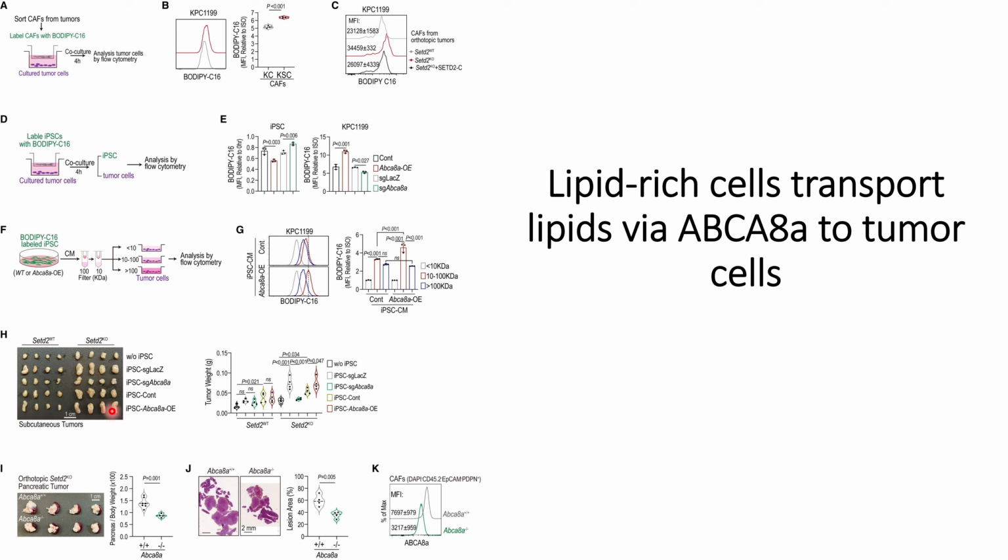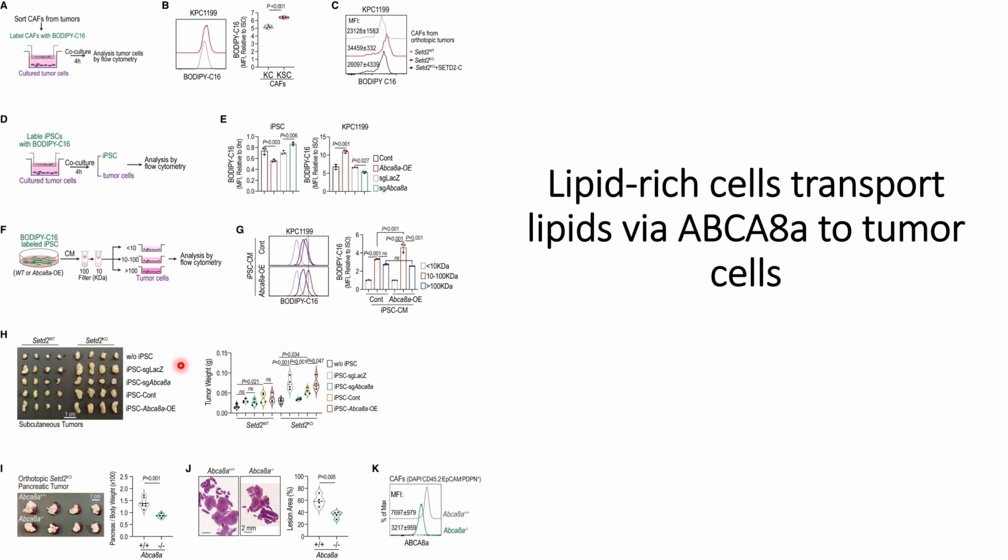What they have found out is that when ABCA8a is overexpressed in the iPSC, they see an increase in the tumor weight. But when ABCA8a is silenced, they see a decrease in the tumor weight. And this indicates that ABCA8a has a role in this lipid-rich transport, and that in turn affects the OXPHOS activation and the tumor proliferation and its growth rate.